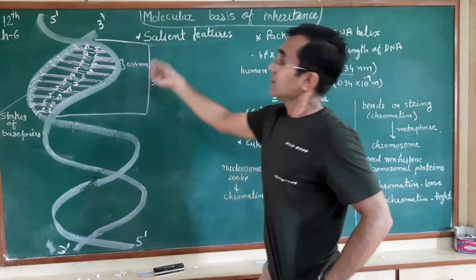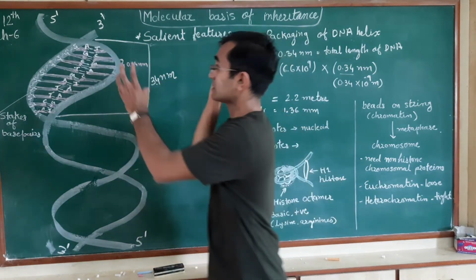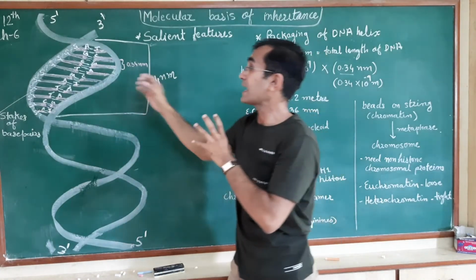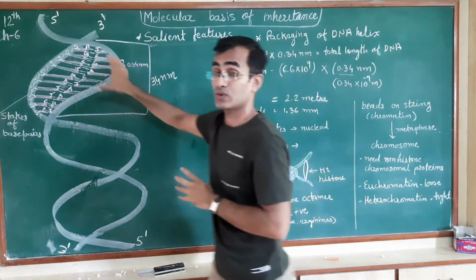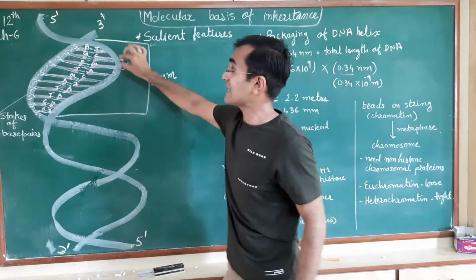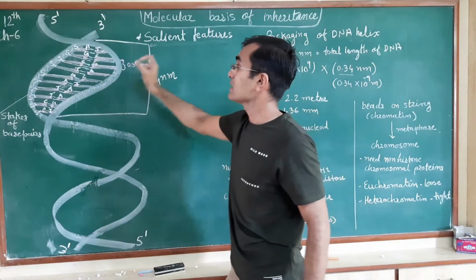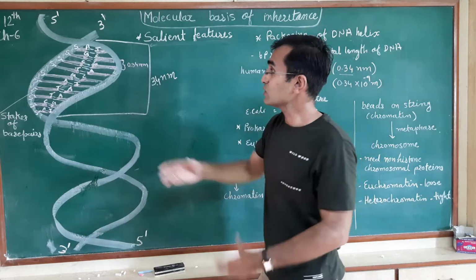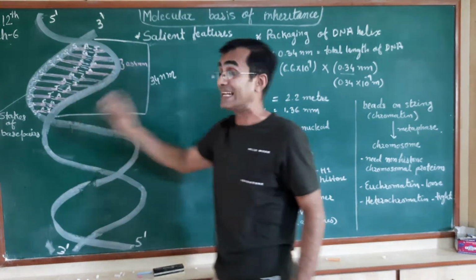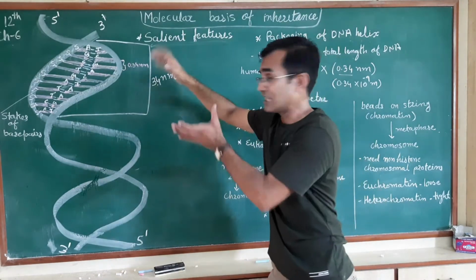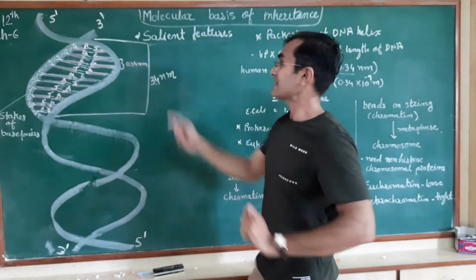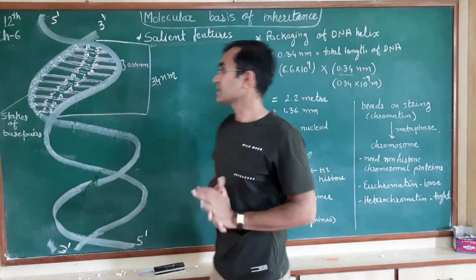Now again, furthermore, there is a presence of 10 nitrogen base pairs in the single pitch. So the distance between each nitrogenous base pair will be 0.34 nanometer. As we know, there are 10 nitrogenous base pairs present in each pitch. So there will be 3.4 divided by 10, that is 0.34 nanometer.